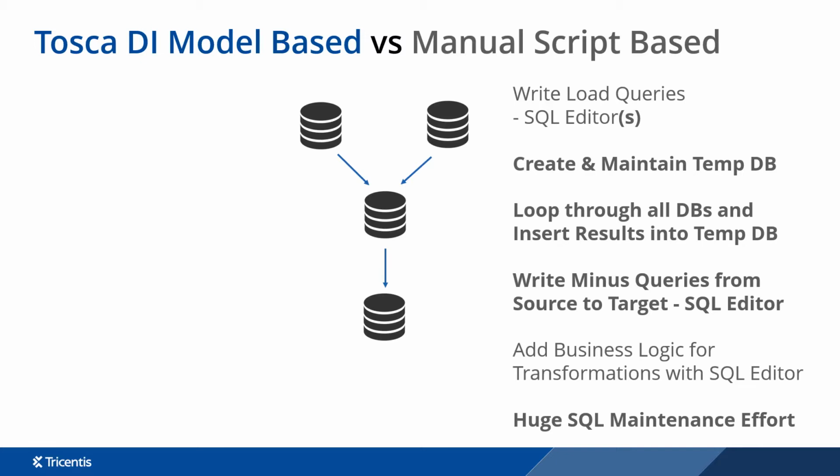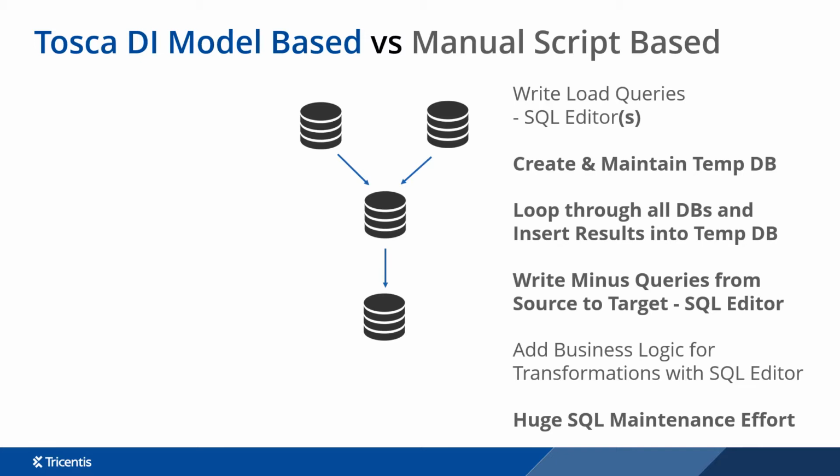We would need to loop through all the different databases one at a time, pulling the data and saving it into the temporary database. We would then write the minus queries to do the reconciliation from source to target, which would be your target database to your temporary database where you've combined all the data together. Then we would write all the business logic in using the SQL query editor. So this results in a huge amount of SQL query maintenance, as well as another tool if you're using that to do the execution from that side.